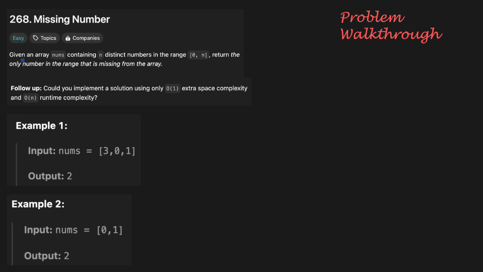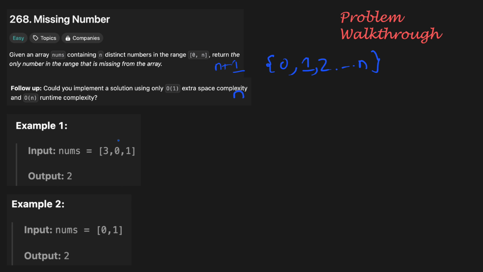Now to the problem. In this problem, we are given an array nums containing n distinct numbers in the range 0 to n inclusive, and our task is to return the only number in the range that is missing from the array. The total number of elements in the range 0 to n is n plus 1, and the elements are 0, 1, 2 all the way up till n, and the array contains n elements, meaning exactly one number is missing from the full range, and our goal is to find that missing number.